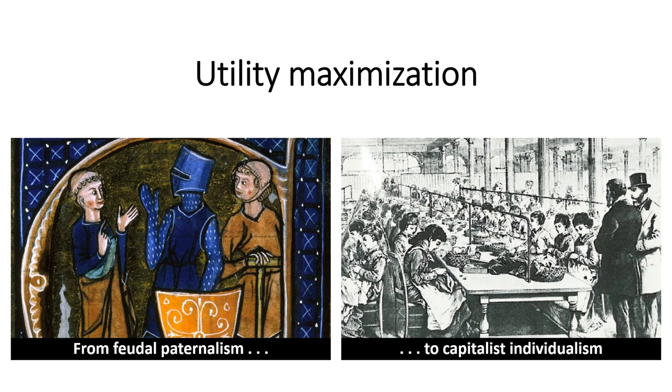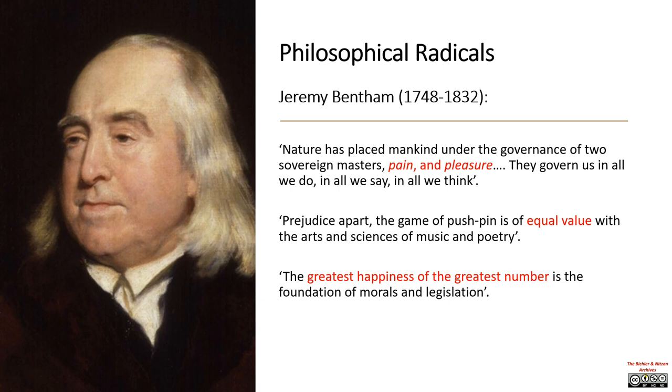The idea of utility maximization emerged together with the transition from feudalism to capitalism. In feudalism, classes are bound together through religious obligations of fealty and serfdom. But as the feudal serfs were kicked off the land and started moving to the growing capitalist towns and cities, there was a need for a new ideology to organize them. And this new ideology was standalone individualism. The notion that people were driven by utility was articulated by the so-called philosophical radicals.